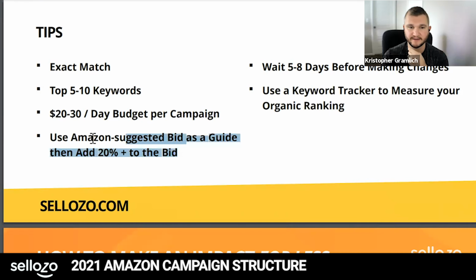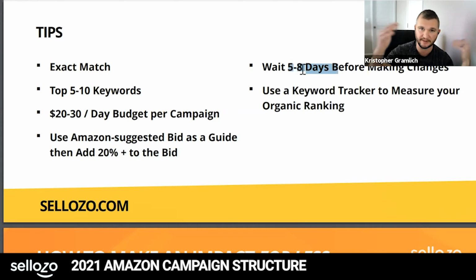Yeah, some of these here, like this, use Amazon suggested bid as a guide. So Amazon's going to give you a suggested bid. Add like 20% to that suggested bid, and then wait 5 to 8 days before you make any changes, meaning before you make any bid adjustments. See if you get impressions, see if you get clicks. If you're not getting any clicks or impressions, your bid's too low, or you may not be indexed for that keyword. You may want to check that as well. But you want to raise your bid again, and just constantly raise that bid until you start to get impressions and clicks and start to see some conversions.